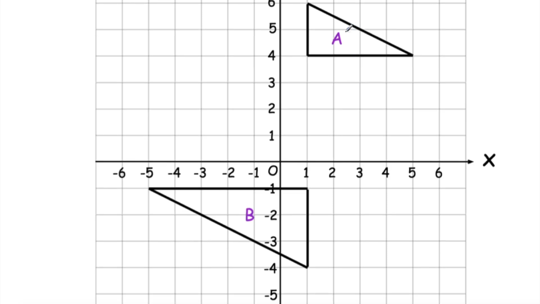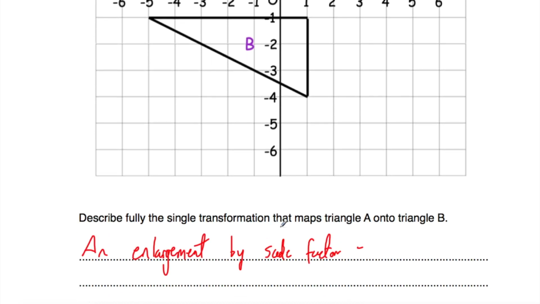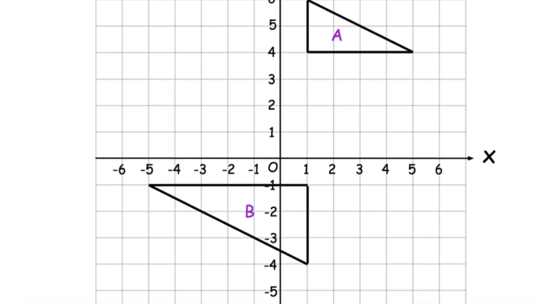Okay, so first of all, if we have a look at A and have a look at B, they're different sizes. So there's been an enlargement, and it's been flipped over. The right angle of A is at the bottom left-hand corner, and at B is the top right-hand corner. So that means there's an enlargement with a negative scale factor. So let's write that down. Okay, so I've written down an enlargement by scale factor negative, because we know it's a negative scale factor, and it's an enlargement. Let's find the scale factor of enlargement.